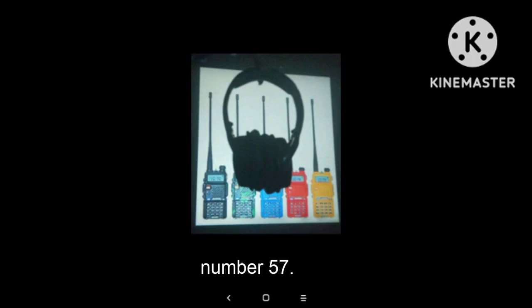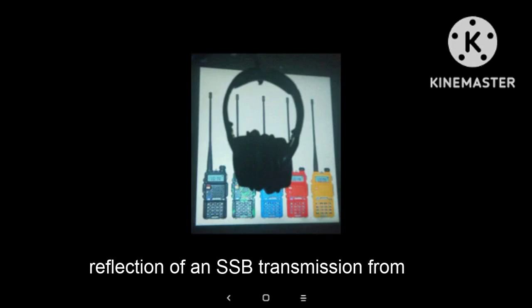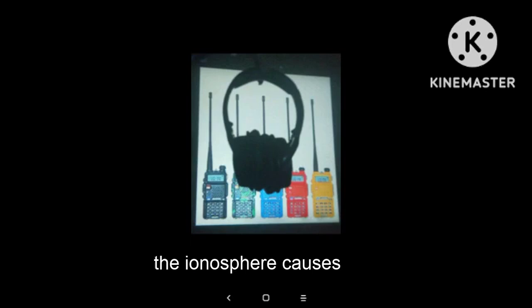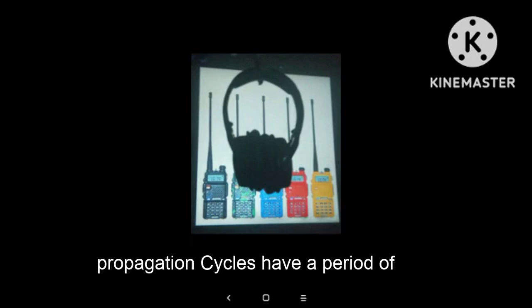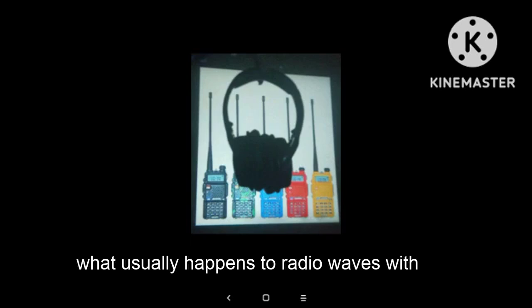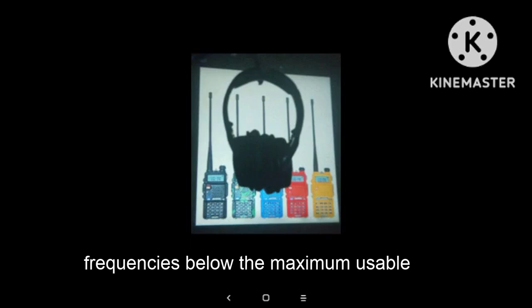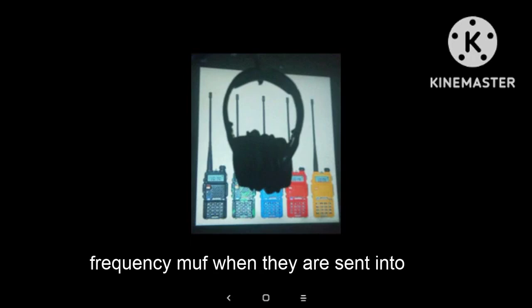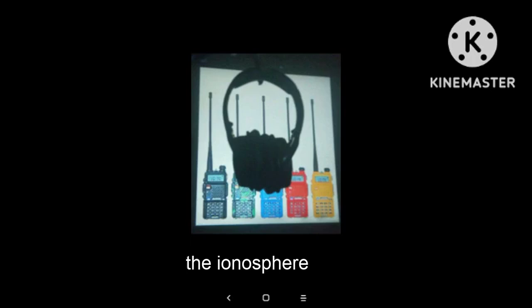Number 57. Reflection of an SSB transmission from the ionosphere causes little or no phase shift distortion. Number 58. Propagation cycles have a period of approximately 11 years. Number 59. What usually happens to radio waves with frequencies below the maximum usable frequency, MUF, when they are sent into the ionosphere? They are bent.